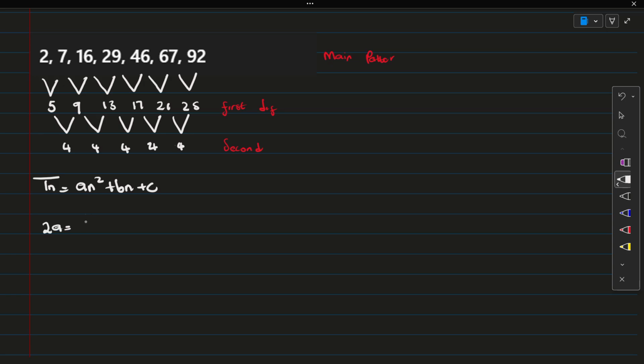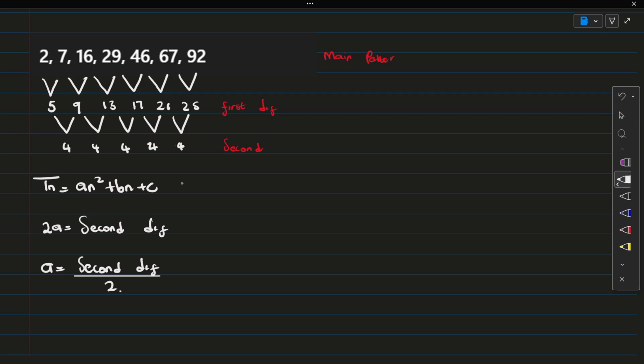2a is equal to the second difference. This is how you find the a. So it means that a is equal to the second difference divided by 2. This is how you find your a. Then to be able to find your b and your c, it all lies in your algebra. It's simultaneous equations.